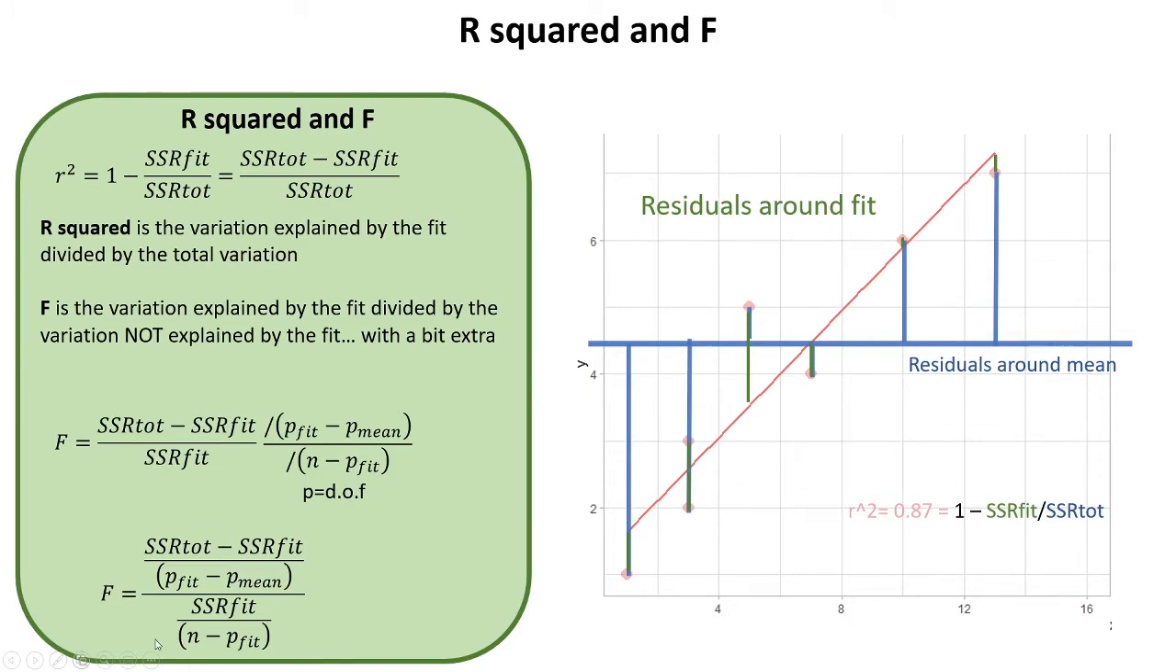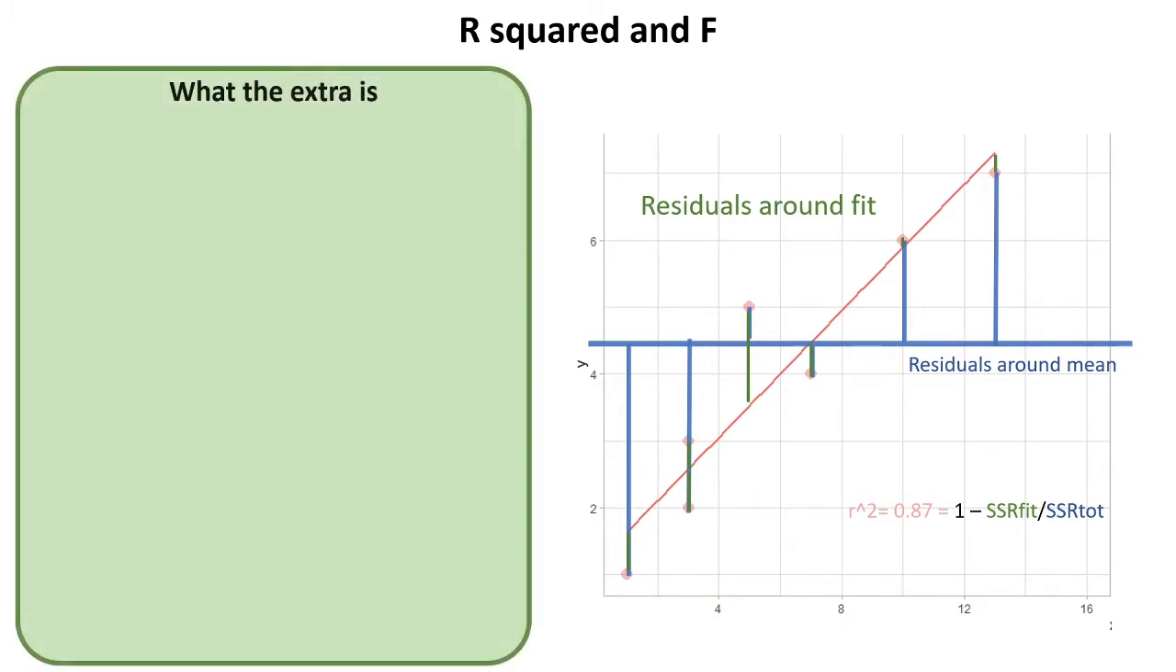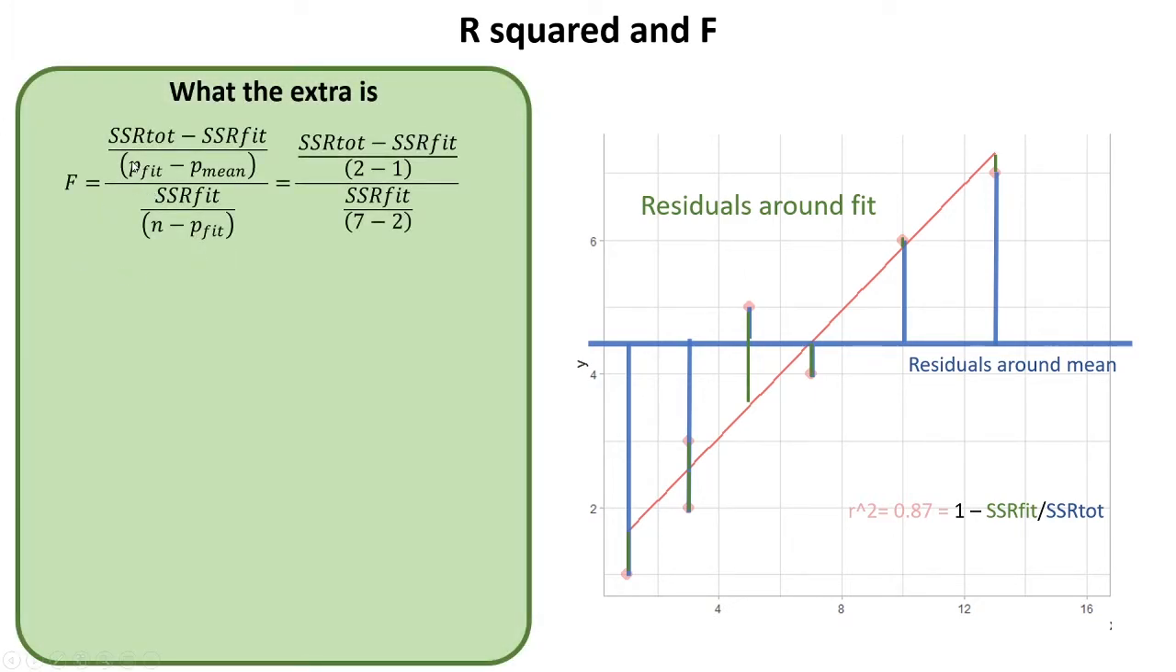But this ultimately rewrites to this. Your F is your sum of your variation explained by the fit here, divided by some degrees of freedom stuff, which we'll talk about, and then your variation not explained by the fit divided by some degrees of freedom stuff here. Okay, so let's go into what that extra is, this p-fit, p-mean, p-fit, and n.